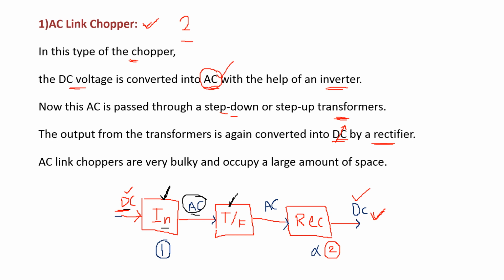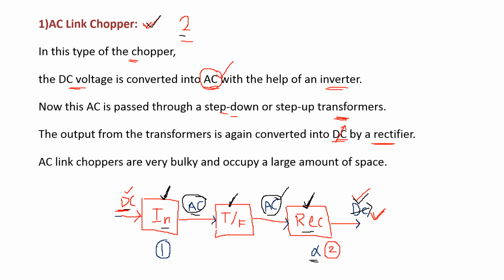After stepping up or stepping down the voltage, the output of the transformer is applied to the rectifier circuit. Here a rectifier is a circuit which converts the AC voltage to DC voltage, and this rectifier consists of thyristors. So by varying the firing angle of the thyristors, we get the variable DC voltage. This is the overall explanation of the AC link chopper.